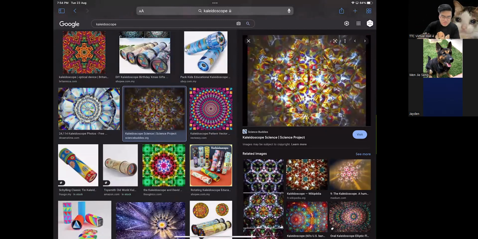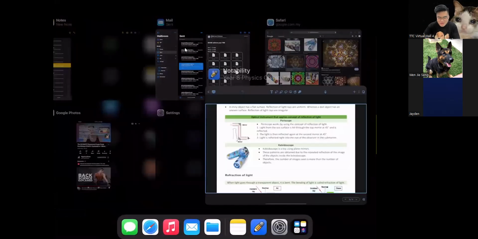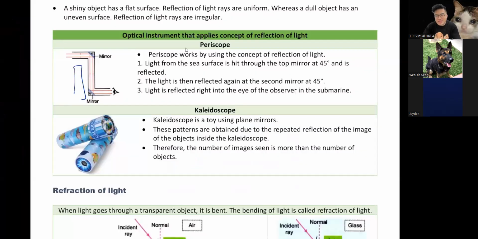They repeat the reflections. We will see a nice pattern. It's just a very simple toy. Nobody plays with this thing anymore. This is like our parents' era toys already. Nowadays you buy a kid this thing, he will ask you, can I have my iPad instead? They don't care about this thing. So that will be your periscope and kaleidoscope.